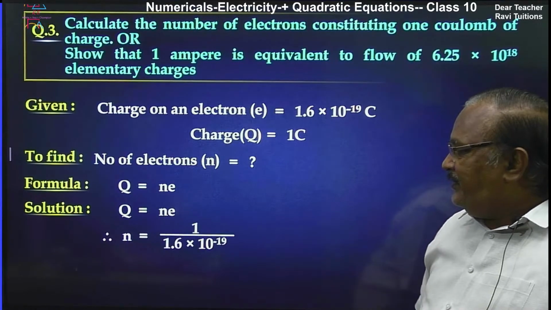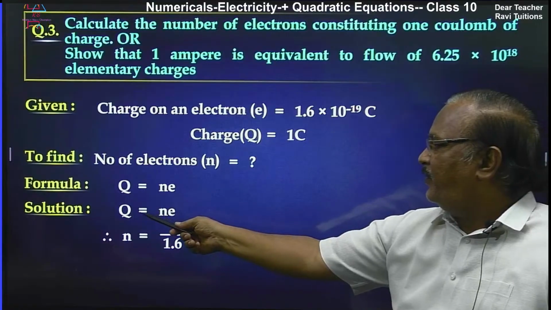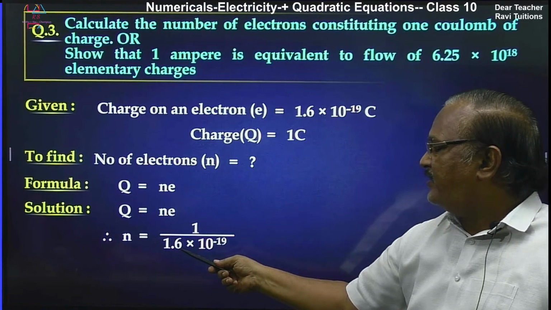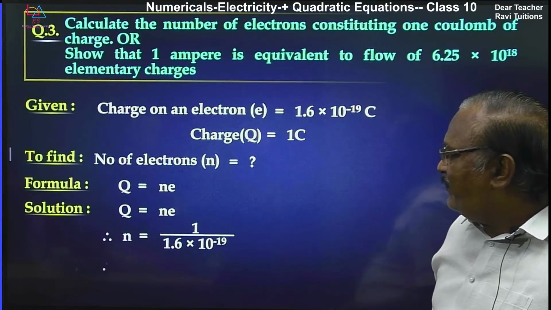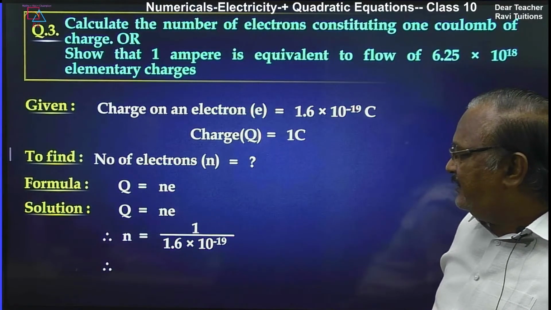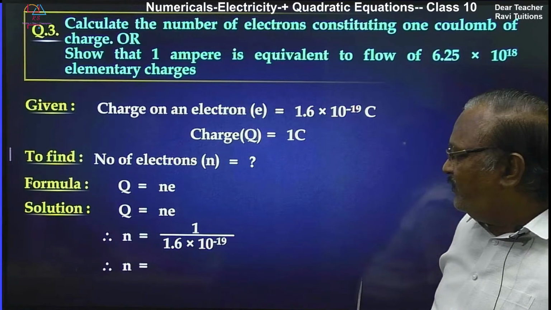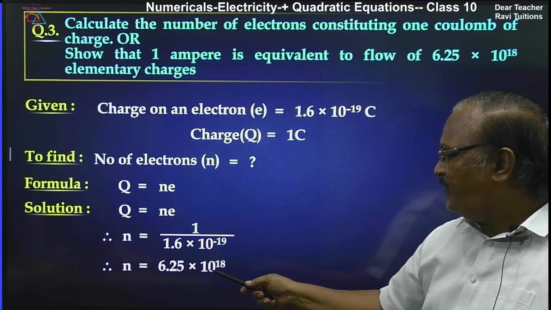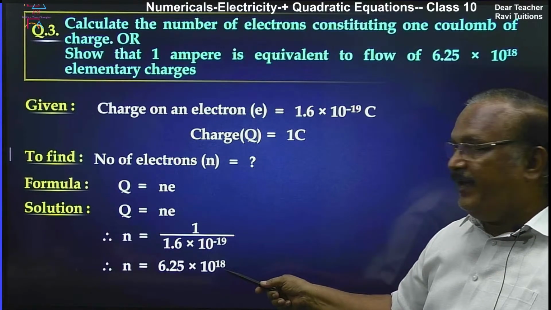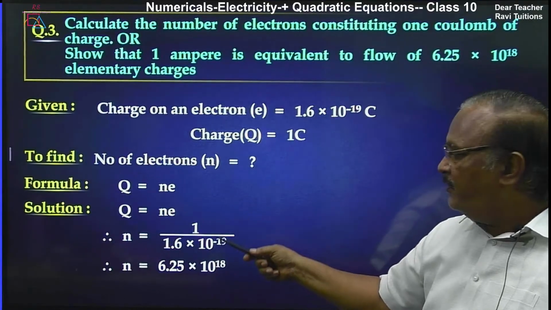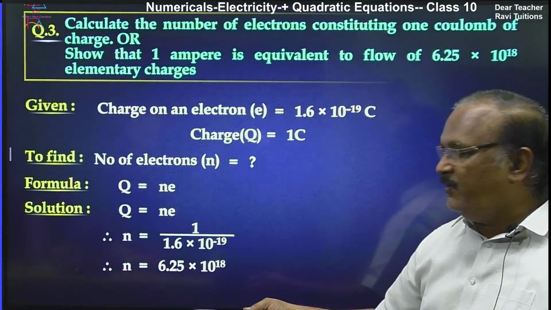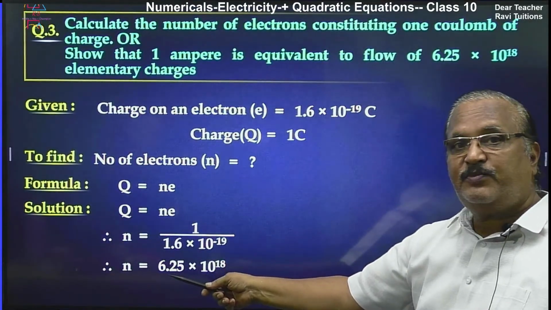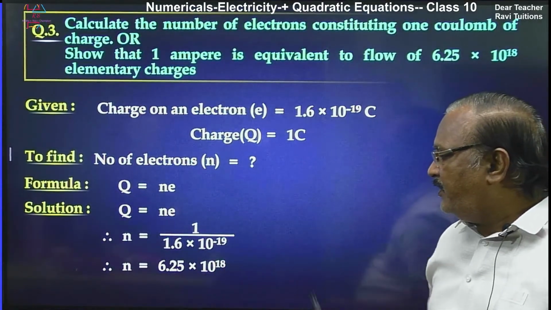n is equal to Q by e, that is 1 by 1.6 into 10 to the power of minus 19. If you simplify this, what will you get? Minus 19 will come up. 1 by 1.6 you have to make it in decimal form. That comes to 6.25 into 10 to the power of 18.